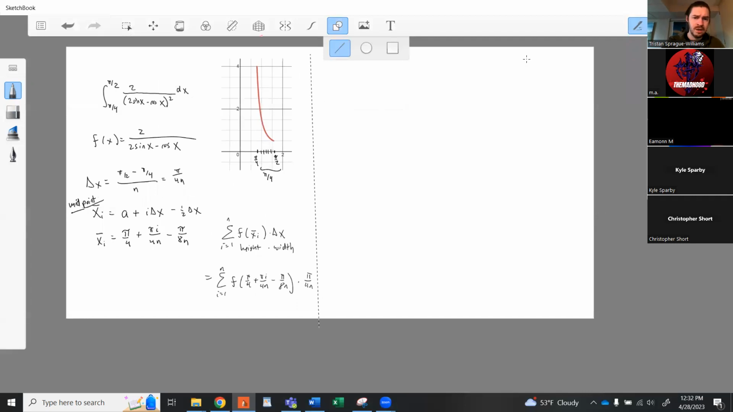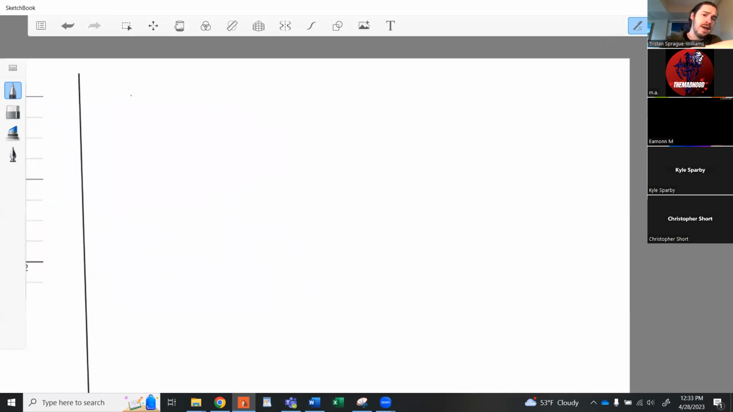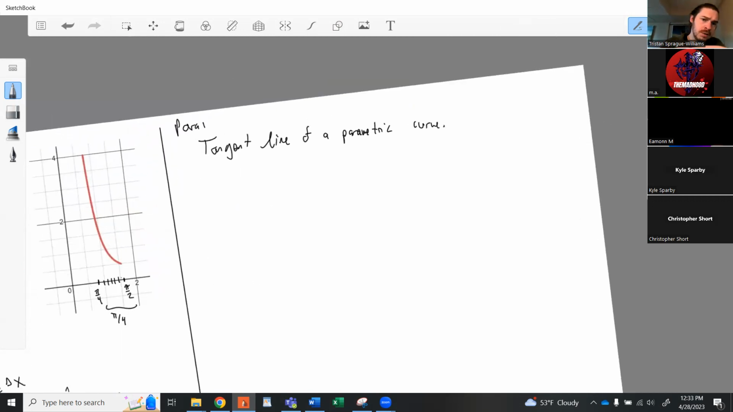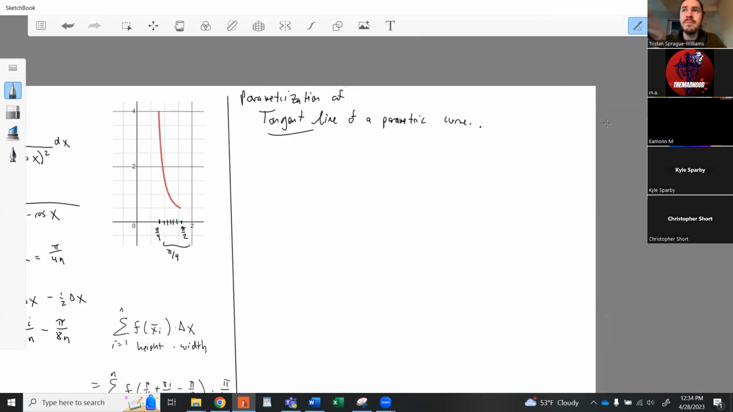So shall we move on to the next thing? So I asked before class, what else should we do today? What do you want to see today besides an example of doing area? And there was a suggestion to see a tangent line of a parametric curve. But we're going to have a parameterization of that tangent line. Okay, so keeping everything in parametric terms.